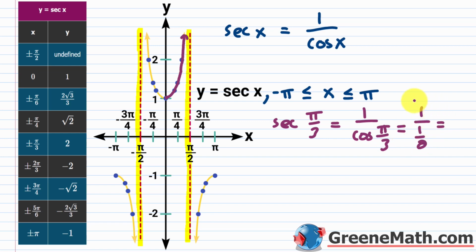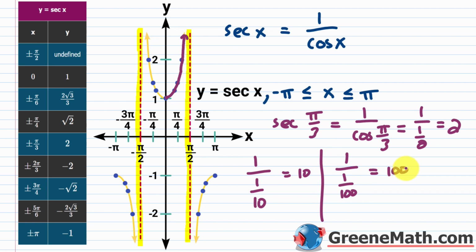So notice that this value right here of 1, when I divide by 1/2, I get something bigger, I get 2. When you take 1 and you divide by something between 0 and 1, you're going to get something that's larger than 1. For example, if I did 1 divided by 1/10, I would get 10. Or as another example, I did 1 divided by 1 over 100, well, that would be 100. So what's going to happen is, as the x value here gets closer and closer to pi over 2, the cosine value gets closer and closer to 0.